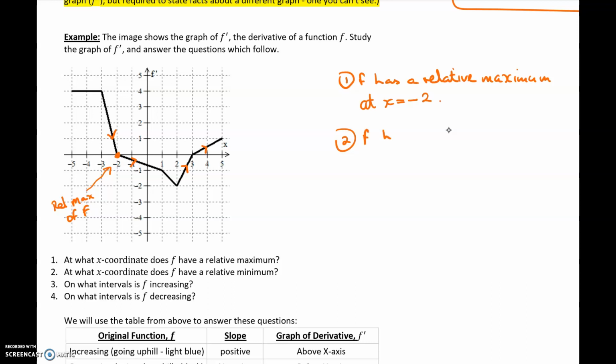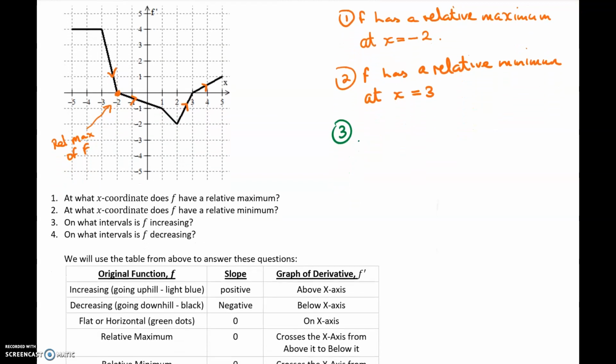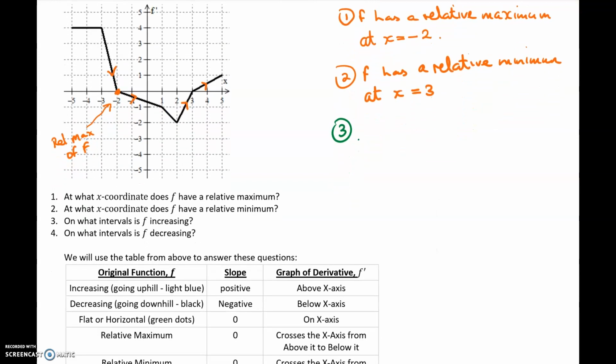So f has a relative minimum at x equals 3. We're getting close to the cutoff time. I only have 15 minutes to do this.